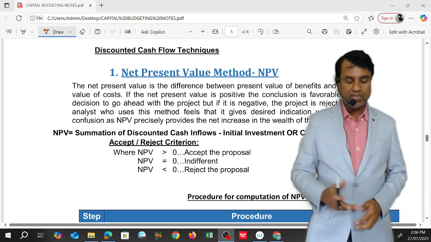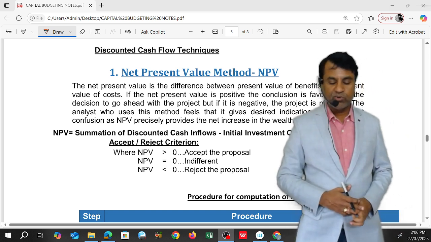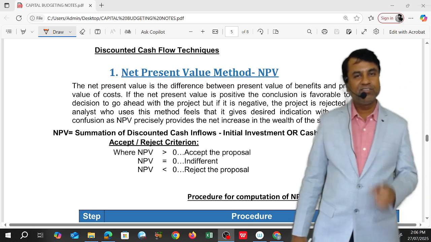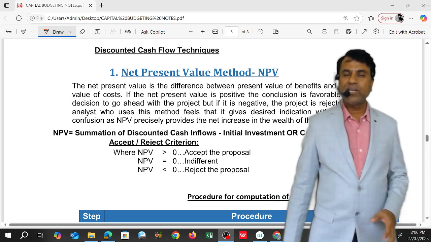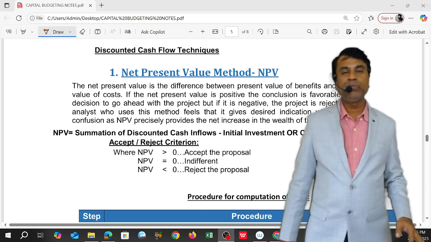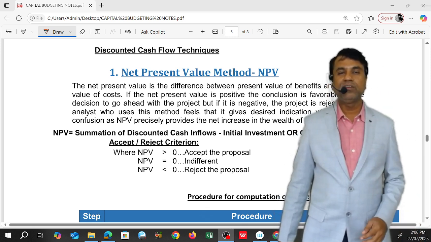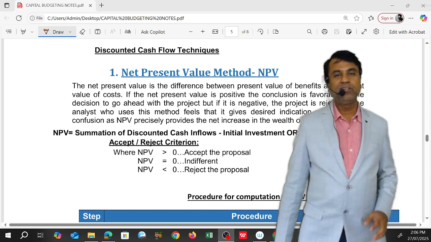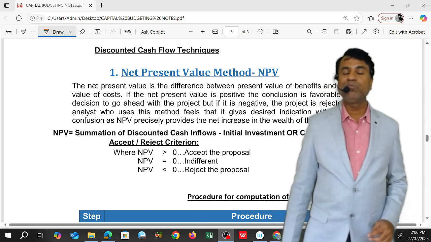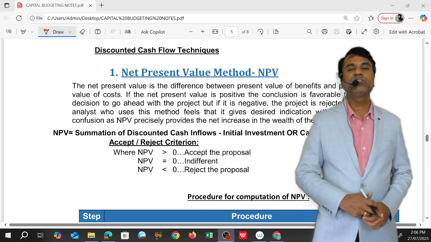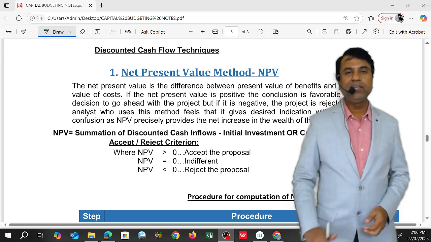In the second lecture we are starting non-discounted cash flow techniques. Basically, do remember students, discounted cash flow techniques consider the time value of money. Discounted cash flow techniques say that rupees 1000 in 2015 and the same rupees in 2025 don't have the same purchasing power. The purchasing power with the passage of time is bound to be reduced, as I told you in yesterday's lecture as well.